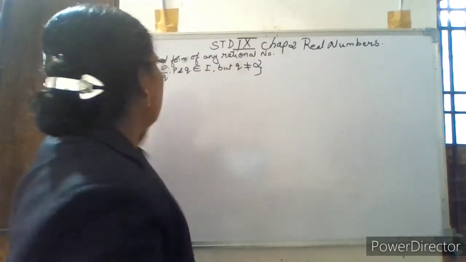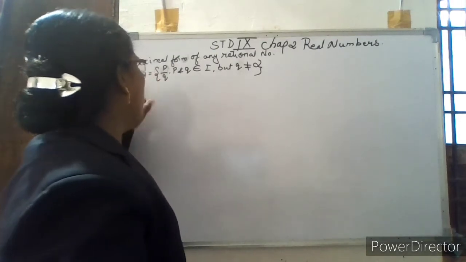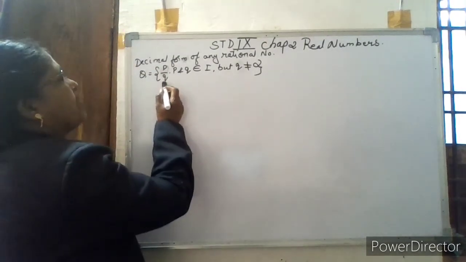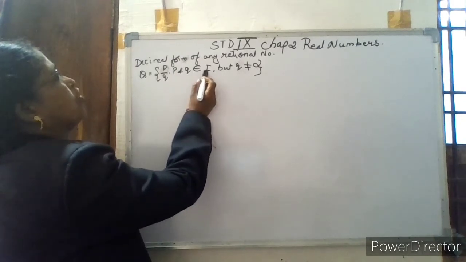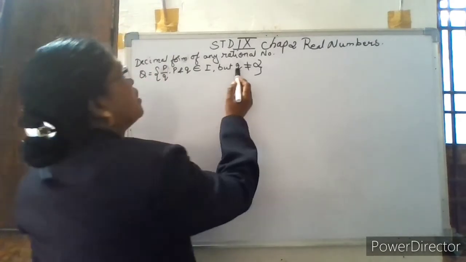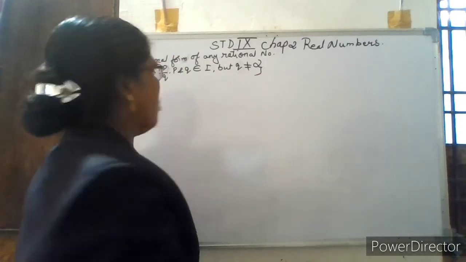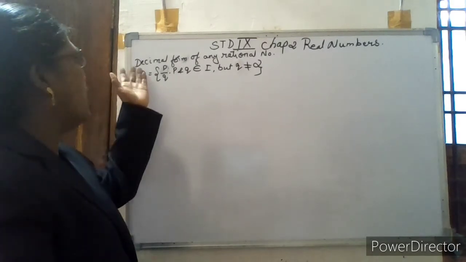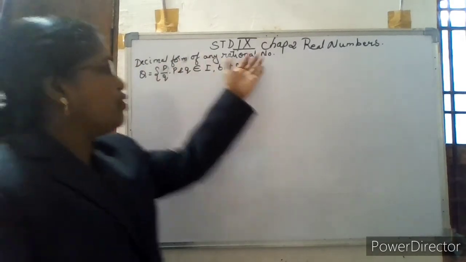A rational number is indicated as Q. You know that. A rational number is in the form of P by Q, where P and Q belong to integers. P and Q can be any integer, but Q must not be equal to 0. So we will learn how to find the decimal form of any rational number.